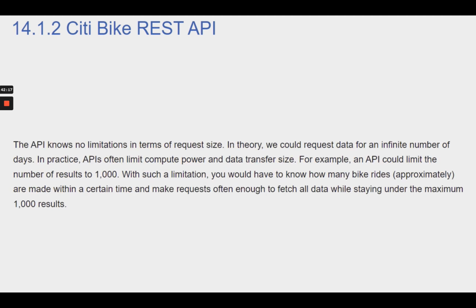The API knows no limitations in terms of request size. In theory, we could request data for an infinite number of days. In practice, APIs often limit compute power and data transfer size. For example, an API could limit the number of results to 1,000. With such a limitation, you would have to know how many bike rides, approximately, are made within a certain time, and make requests often enough to fetch all data while staying under the maximum 1,000 results.